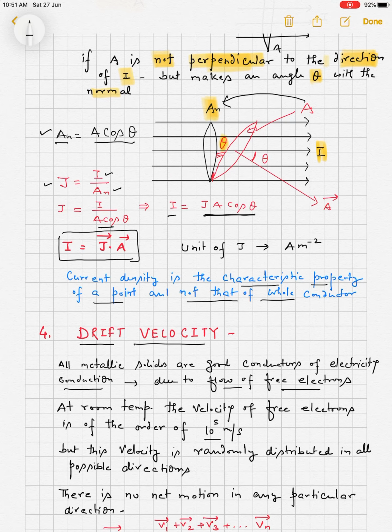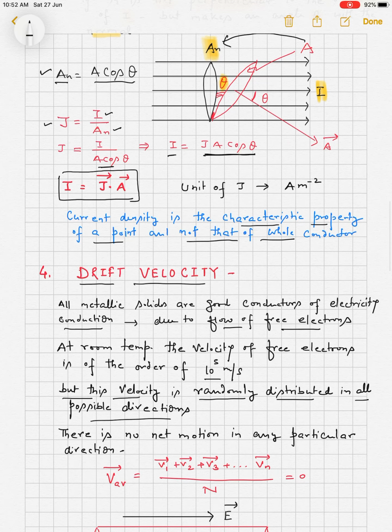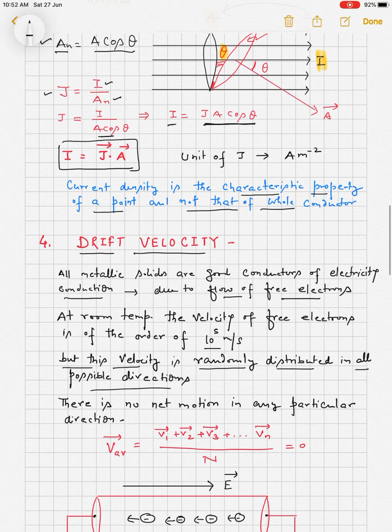But this velocity is randomly distributed in all possible directions. So there is no net motion in any particular direction. The average velocity v average is the vector sum of all the velocities v1 plus v2 plus v3 and so on up to vn, divided by the total number of electrons n, and the sum comes out to be 0. It means the average velocity is 0, so there is no net motion in any particular direction.